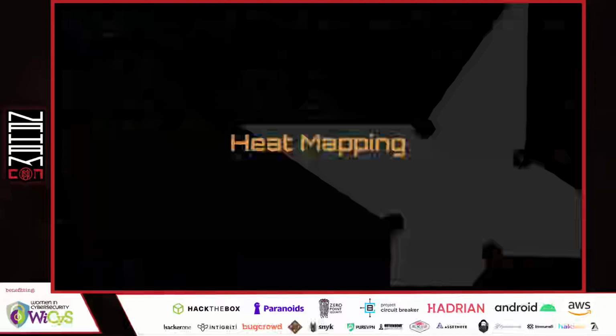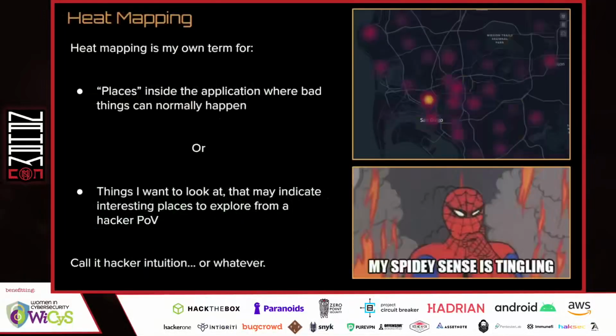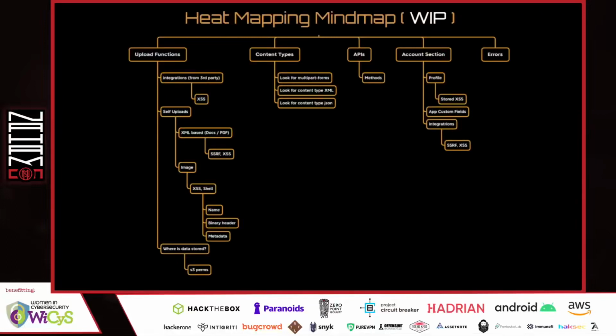All right, so now I want to talk about heat mapping. This is one of my own terms. It didn't come out of any book or anything like that. This is how I think about applications. Heat mapping is my term for places inside an application where bad things can normally happen, or things I want to look at that may indicate interesting places to explore. You can call it hacker intuition or whatever, but this is what I ask myself when I'm looking, and this is my mind map, a work in progress, for heat mapping an application.